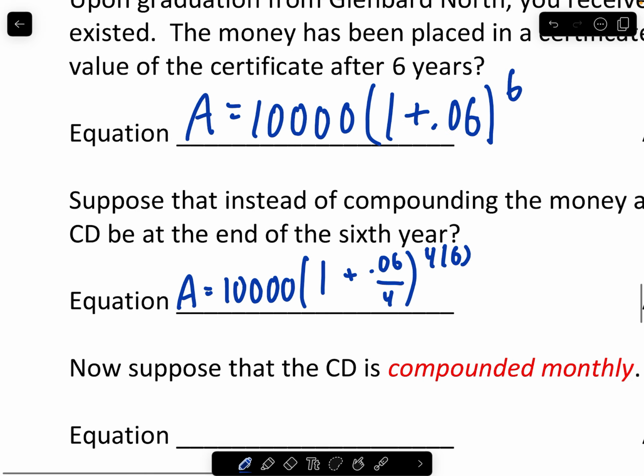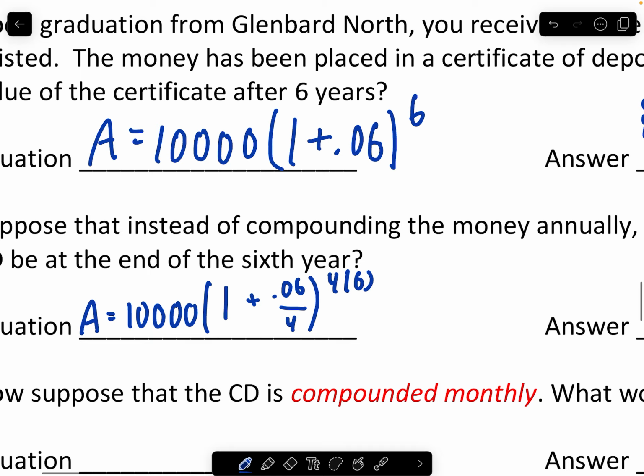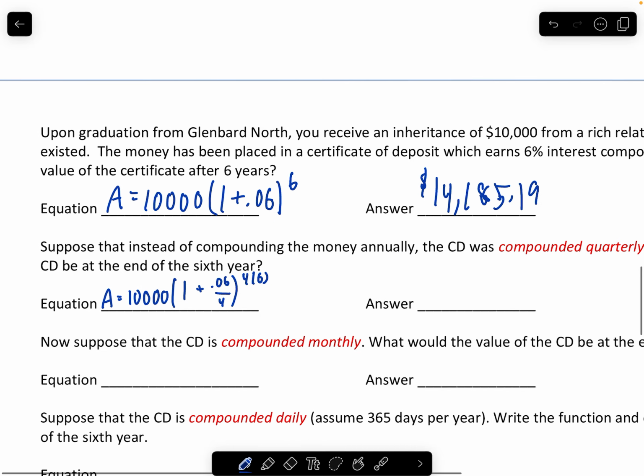Now, because we're compounding it more often than the first one, we should end up with more money. And we do. We end up with this time with $14,295.03.